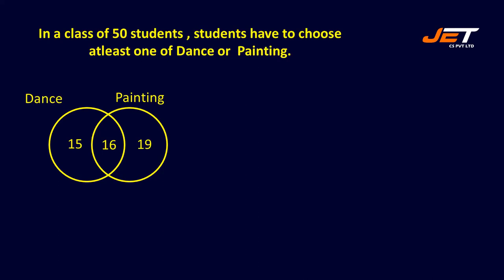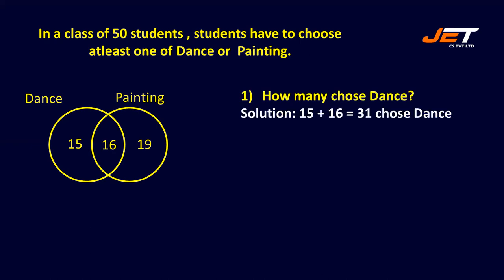Right. So the next is, in a class of 50 students, students have to choose at least one of these 2, that is dance or painting. All right. So here we can see the dance is 15. Next, painting is 19 and both together is 16. The questions are, how many choose dance? So it is 15 plus 16, which is 31. So 31 students choose dance.